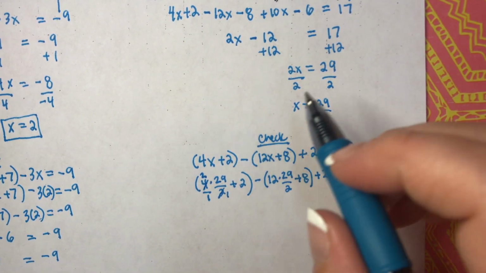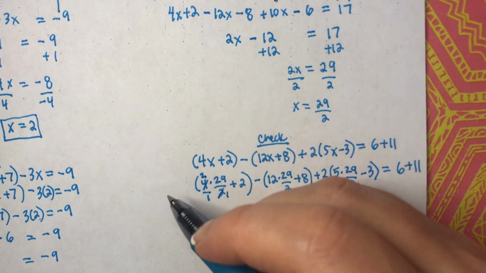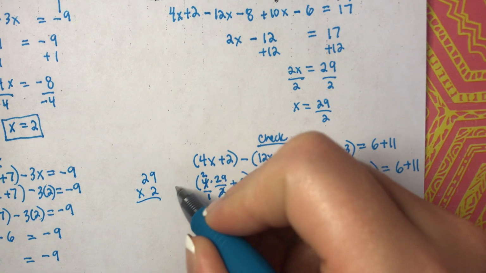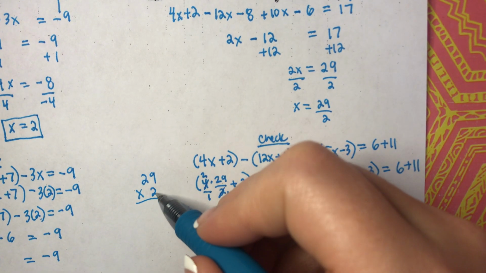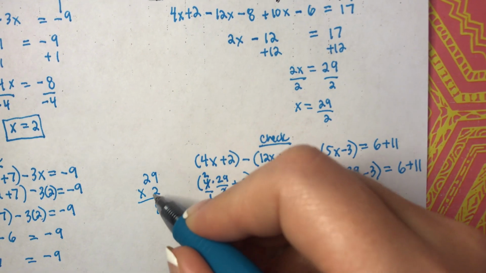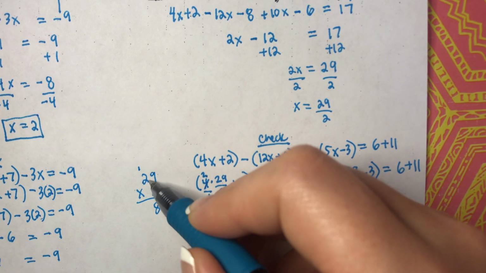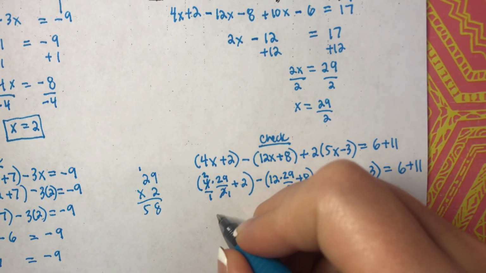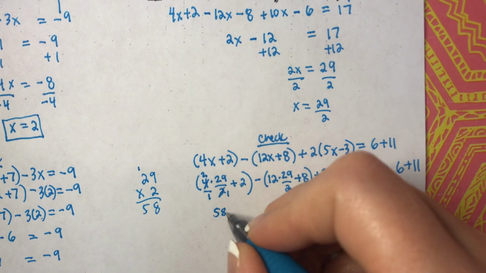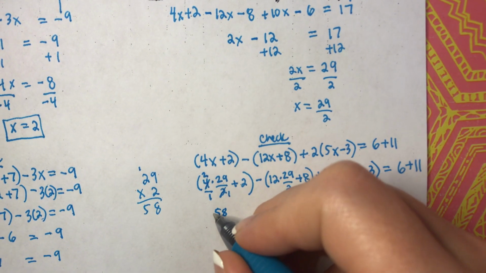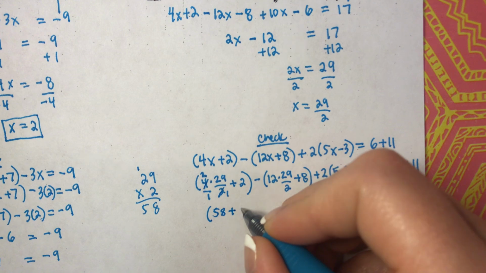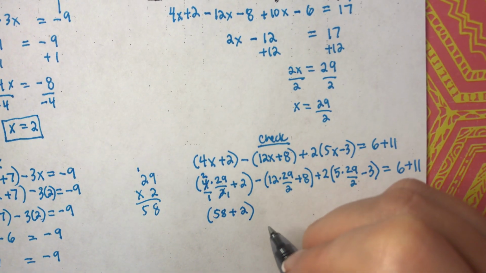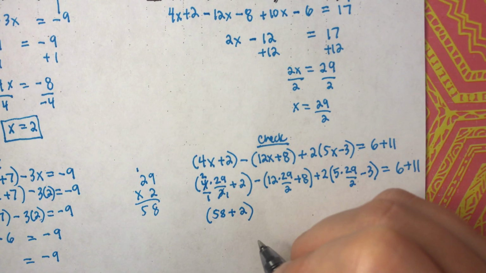2 times 29. Well, I'm not exactly sure what that is, so I'm just going to go over here to my side paper, and I'm going to figure it out, which is what I want you to do. Okay, use your brain. 2 times 9 is 18, right? The 8, carry the 1. 2 times 2 is 4, plus 1 is 5. So that ends up being 58, and then over 1 times 1 is just 1. So I'm good with just 58, because 58 over 1 is the same thing as 58. All right, so now we have that, 58 plus 2.